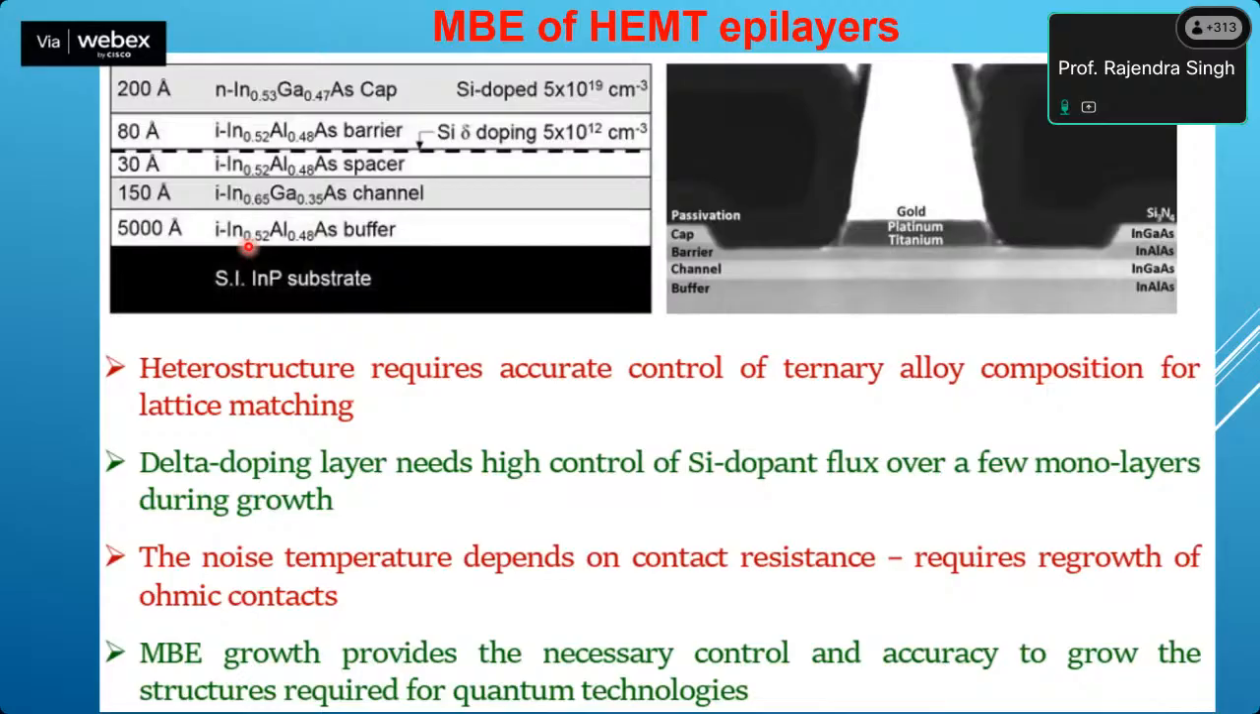For example, you see indium 0.52, aluminum 0.48. It means the mole fraction of indium is 0.52, aluminum is 0.48, and then it is arsenic. So it is called ternary indium aluminum arsenide. Why do you grow only this composition? Because it is lattice matched to indium phosphide. If you don't grow a lattice matched material, then there will be a lot of dislocations which will happen during the growth, and these dislocations will kill the performance of the device.